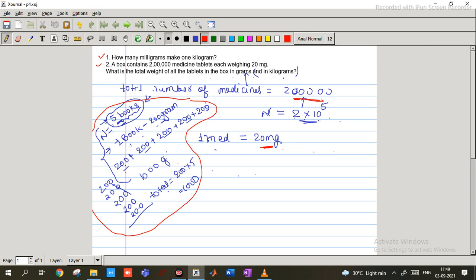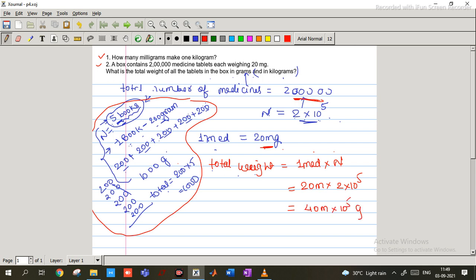So why can't I multiply them directly? Let's multiply them, it will become easy. So total weight, you can write like this: total weight will be equal to weight of one medicine into total number of medicines. So weight of one medicine is 20 milli and we have total number of medicines 2 into 10 raised to 5. Okay, so this will become 2 into 20, that is 40 milli into 10 raised to 5.